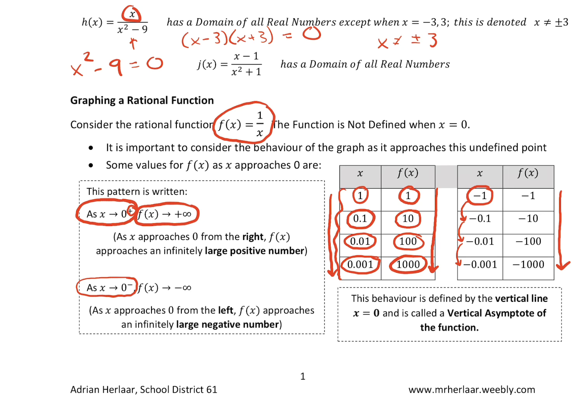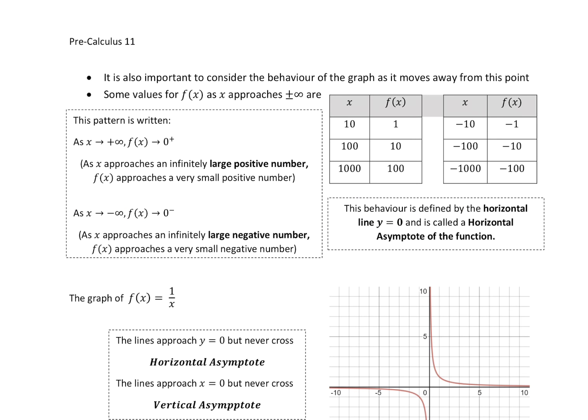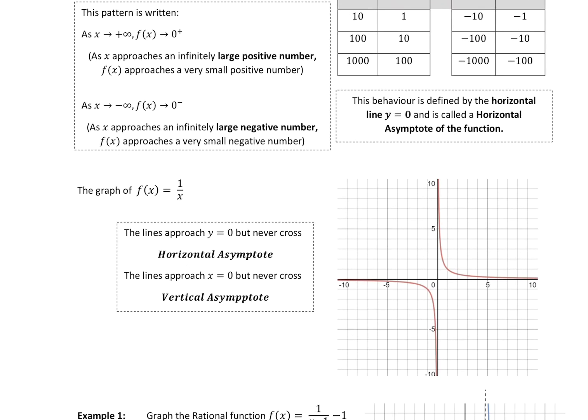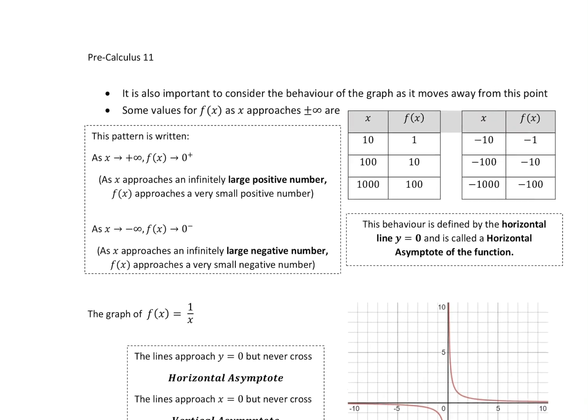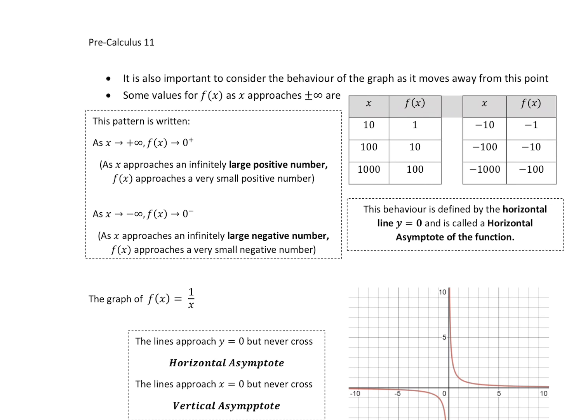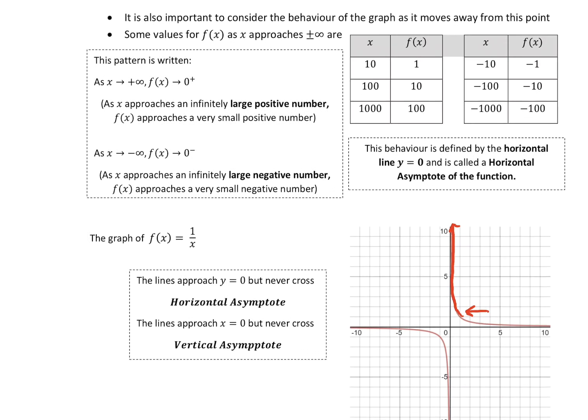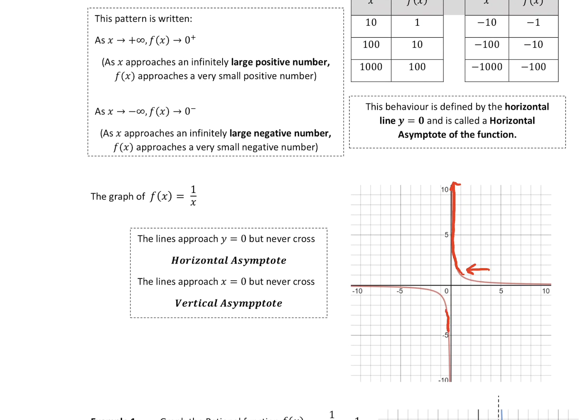So what does that look like? Looks like this. As we get closer and closer to 0, from a positive direction, our y value, our output, went to infinity. It's going infinitely up, but it's never going to touch 0. And that went infinitely down, but it's never going to touch 0. That is what we call a vertical asymptote. Okay, it's never going to touch it. Vertical asymptote.